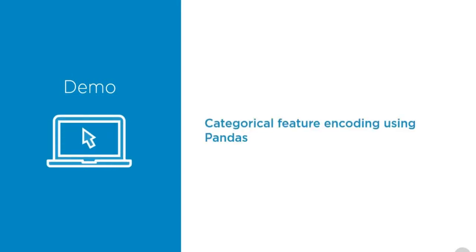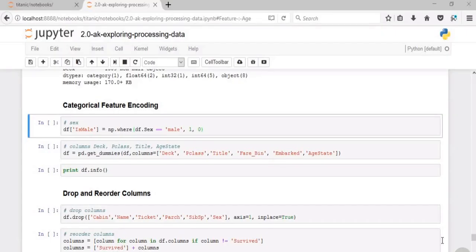In this clip, you will learn to use pandas and NumPy to encode your categorical feature. Here we are in the Jupyter Notebook. First feature that we want to encode is the gender attribute. As this is a binary feature, we can use the NumPy where function to easily encode this feature.